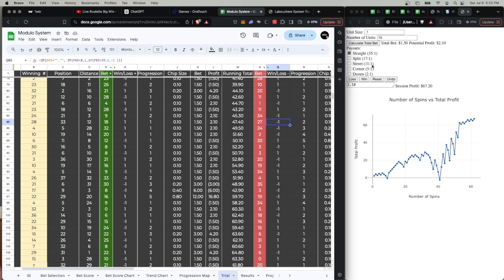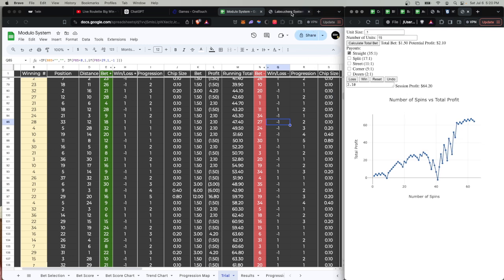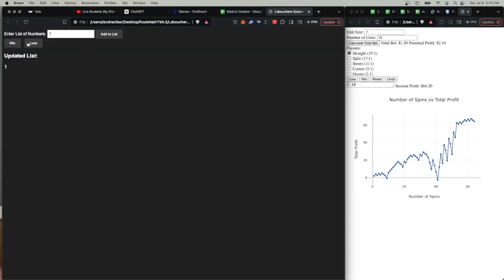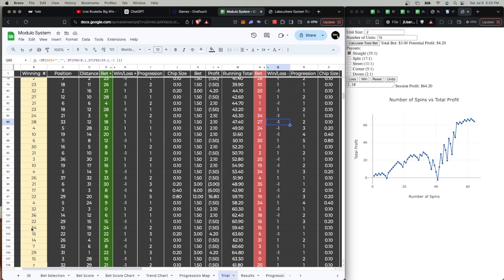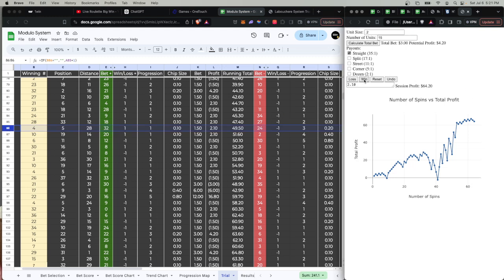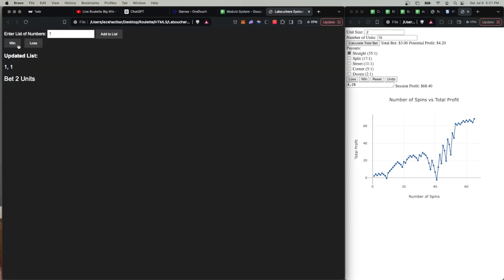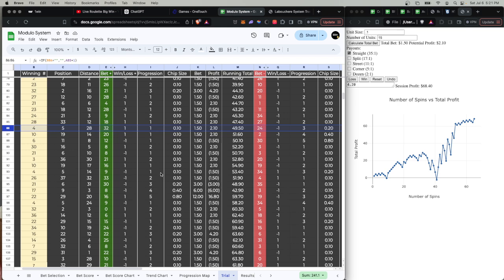2 losses in a row. So 1, 2. So now we can use our tracker here to add 1 to the list and add a loss. So now we're betting 2 units. And we're switching to the positive trend. So 2 losses, and now we're here. We win. So now we can start over. Calculate. And we're followed by another win.